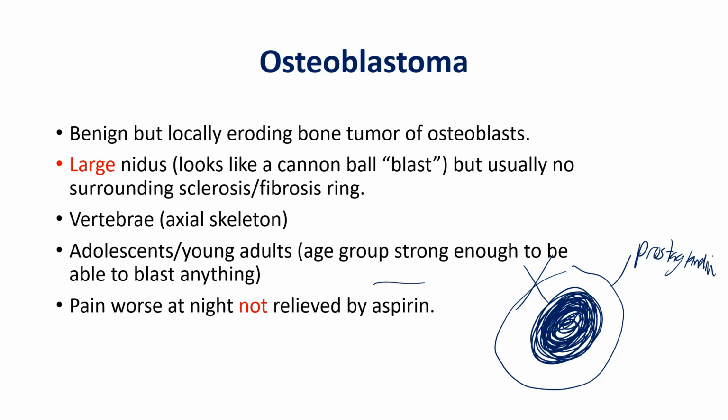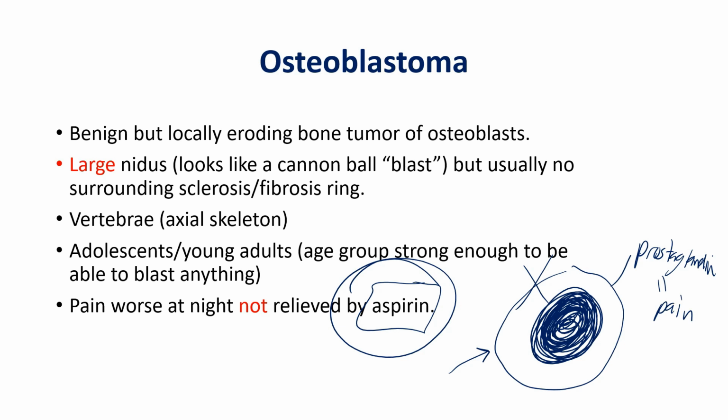Remember the function of aspirin. Aspirin works by inhibiting a certain part of the arachidonic acid pathway that steroids can also inhibit. So that will eventually inhibit prostaglandin. So if this nidus sclerotic ring is not present in osteoblastoma, naturally aspirin will not work, because prostaglandins cause what?